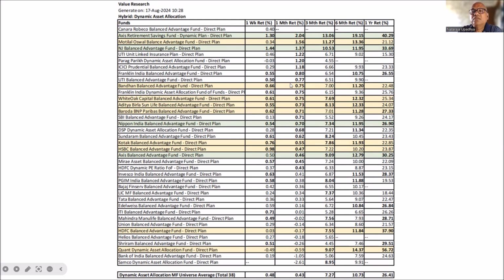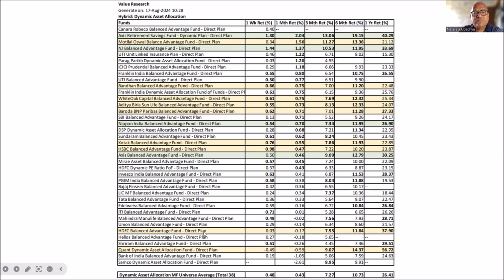Right, now let us look at the newcomers here. Motilal Oswal Balanced Advantage Fund, which is in orange because annual return is subdued. Bandhan Balanced Advantage Fund, again annual and 3 months returns are subdued. White Oak Capital Balanced Advantage Fund, annual return subdued. Aditya Birla Sun Life Balanced Advantage Fund, annual return subdued. Baroda BNP Paribas Balanced Advantage Fund, 3 months return is subdued. So you will see the case for orange ones, except in one particular timeline, they are not doing well.